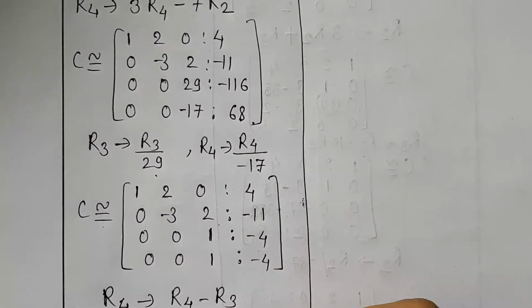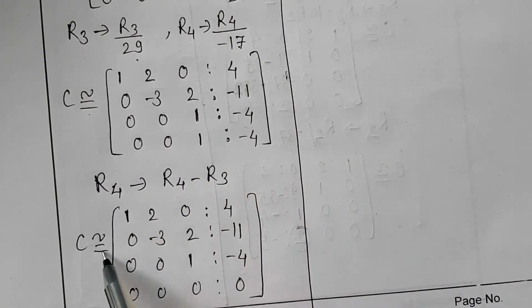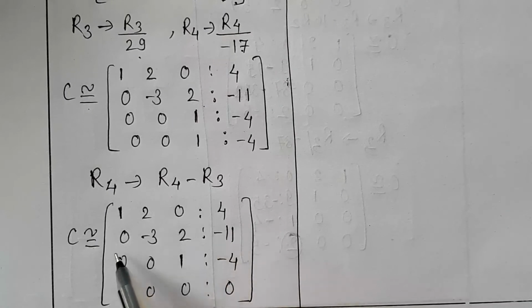Now R4 changes to R4 minus R3. So this augmented matrix is 1 2 0 4, 0 minus 3 2 minus 11, 0 0 1 minus 4, and the last row becomes 0. Now find out the rank, because this matrix cannot be reduced further.